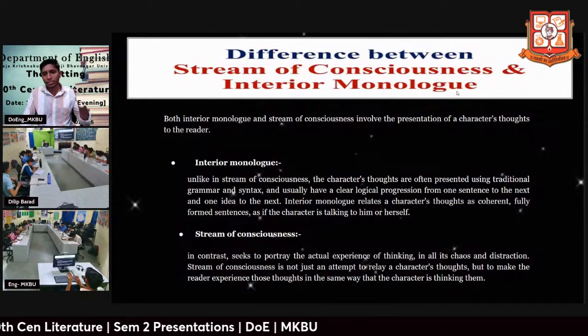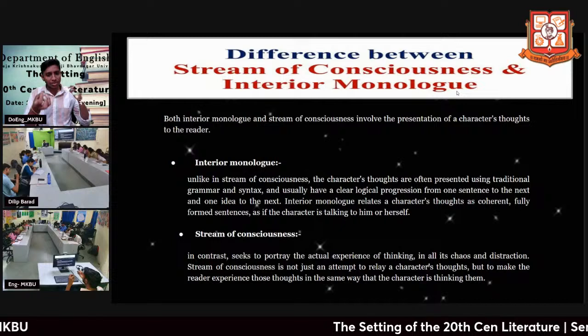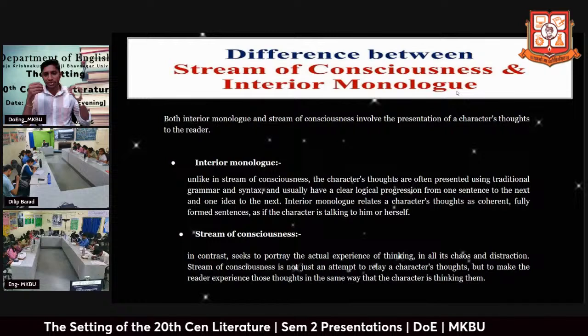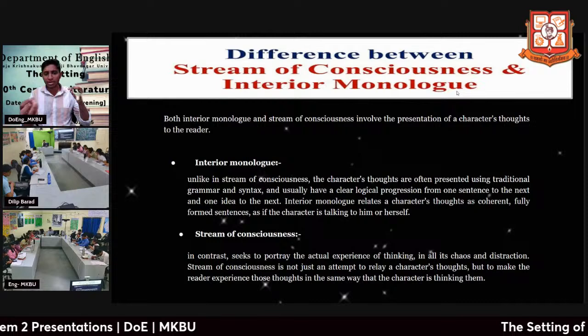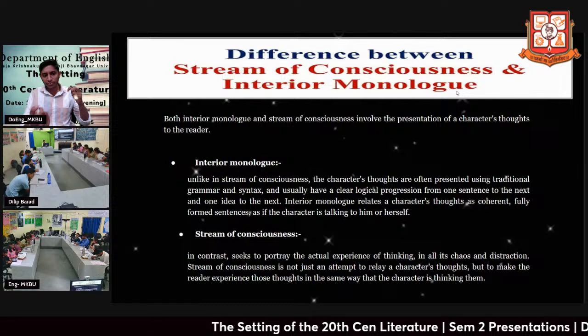Interior monologue. Unlike the stream of consciousness, the character's thoughts are often presented using traditional grammar, syntax, and usual logic, with a clear progression from one sentence to the next, and one idea to the next. Interior monologues relate to a character's thoughts as conveyed fully in sentences, as if a character is talking to him or herself.